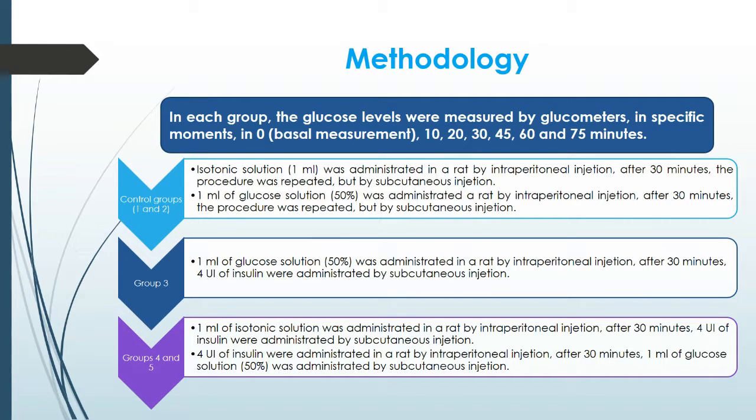As we can see, the methodology is written on this slide. The dosages were 0.5 grams of glucose in 1 rat, 1 milliliter of isotonic solution in 1 rat, and 4 units of insulin in 1 rat. The concentrations were 50% for the glucose solution and 0.9% sodium chloride for the isotonic solution.